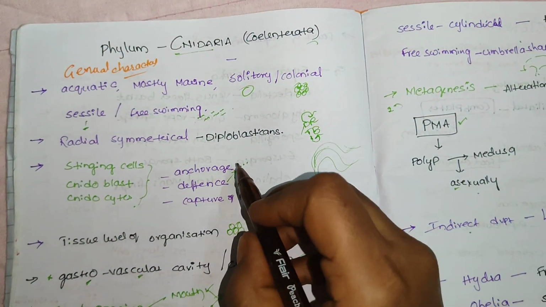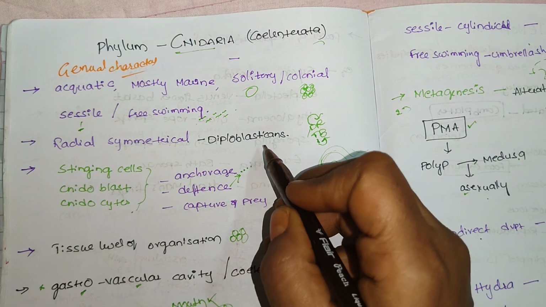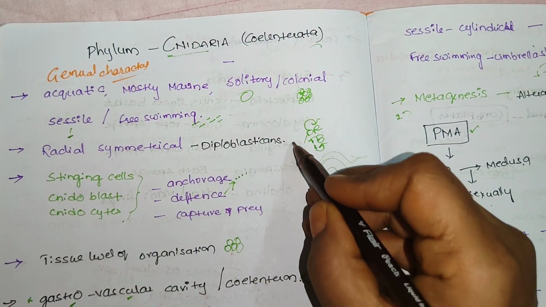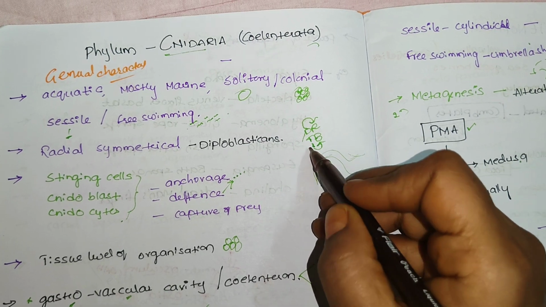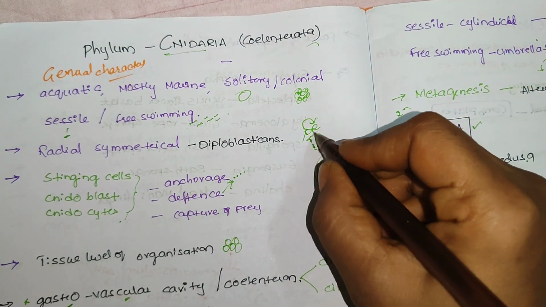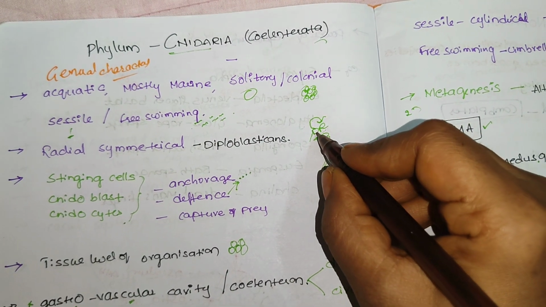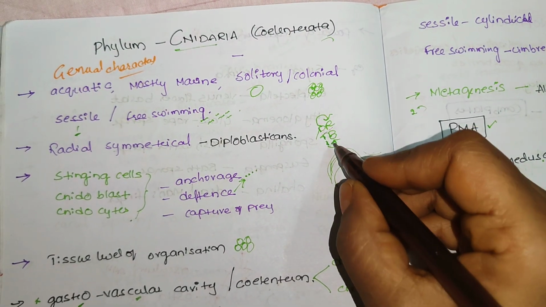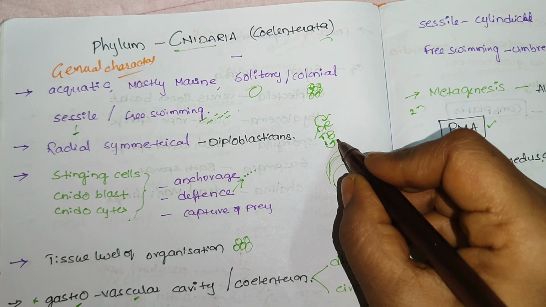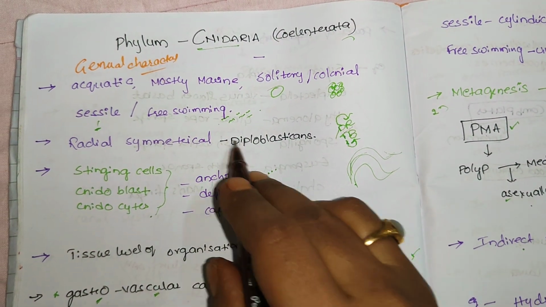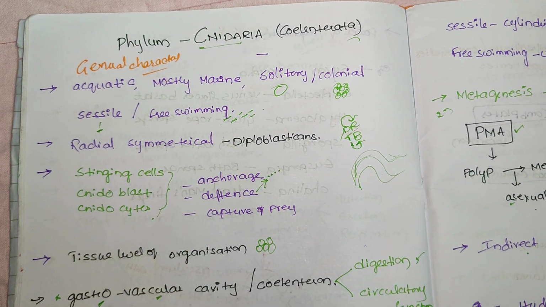And these are diploblastic organisms. Diploblastic, here di means two. They have ectoderm and endoderm. I already told you a number of times, Dr. TB. Doctor means here D R. All diploblastic organisms show radial symmetry. Triploblastic organisms show bilateral symmetry. So these organisms are diploblastic and they show radial symmetry.